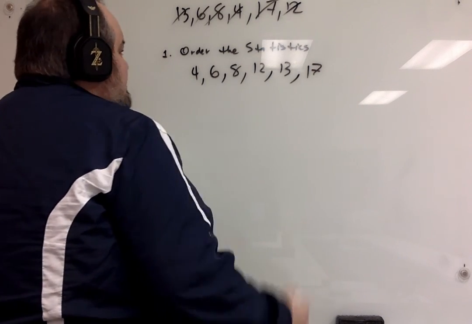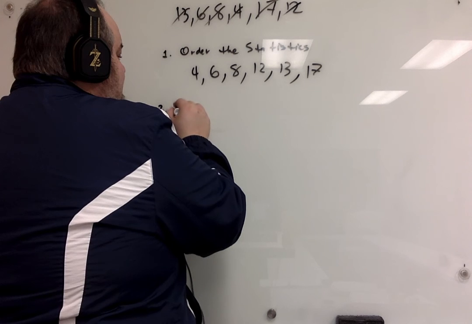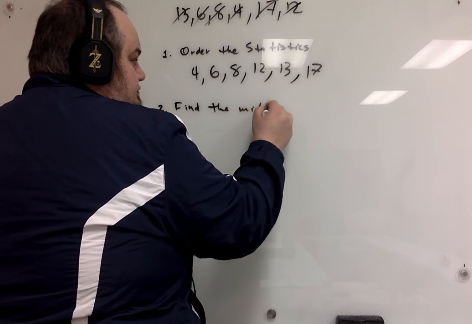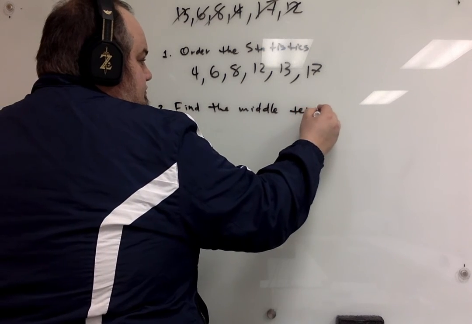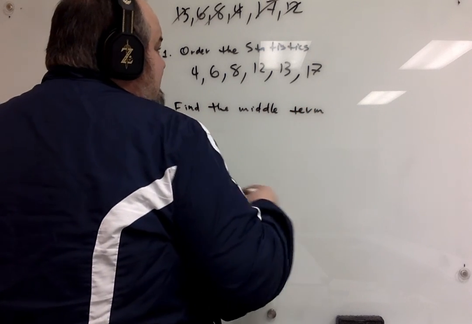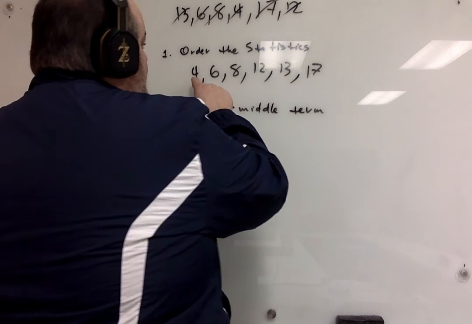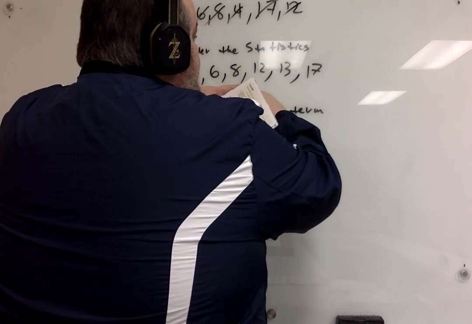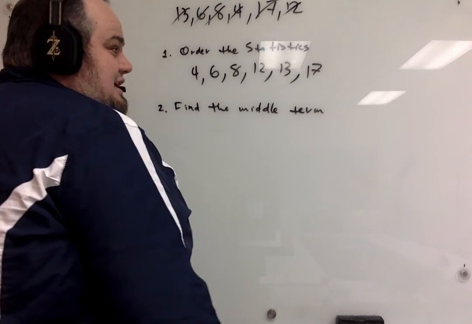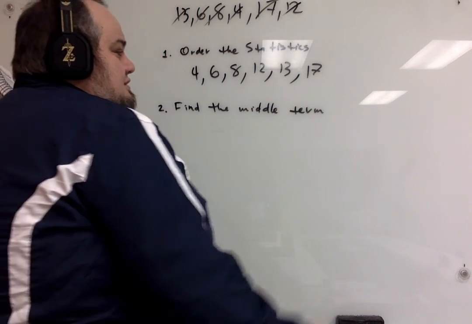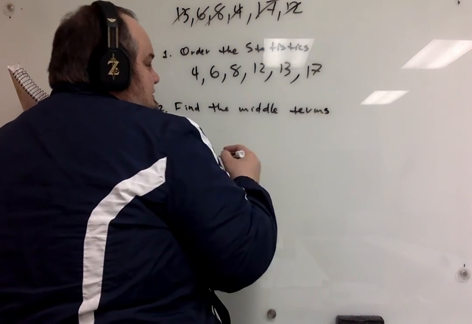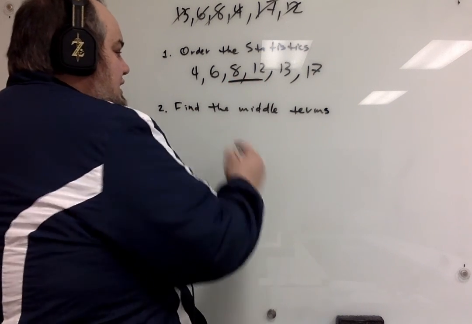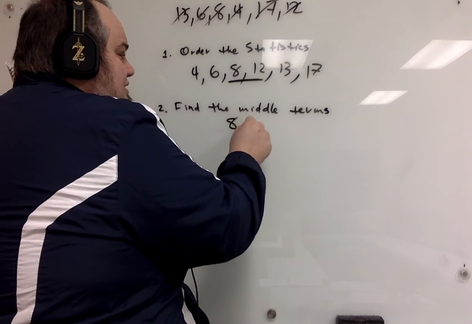But notice when we try to find the middle term, there isn't one. So if you go counting in, there's no term in the middle because there's an even number of statistics. So then we find the middle terms. So both of these are what we need. So 8 and 12.